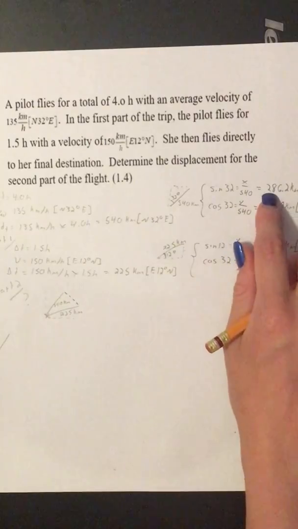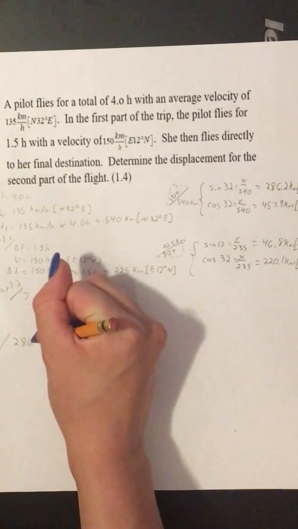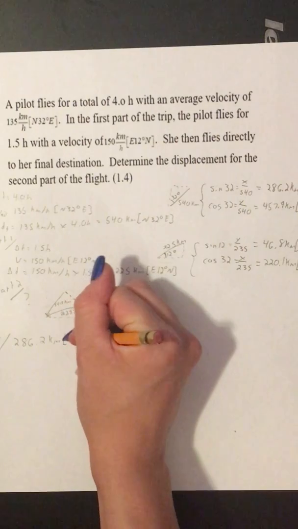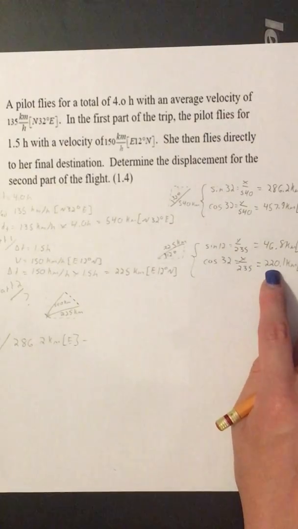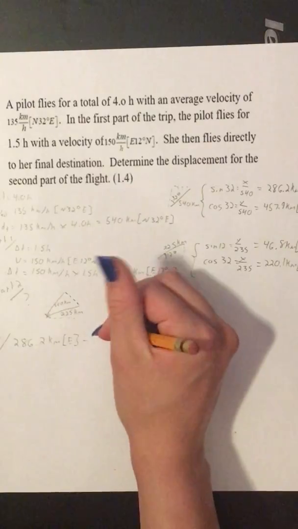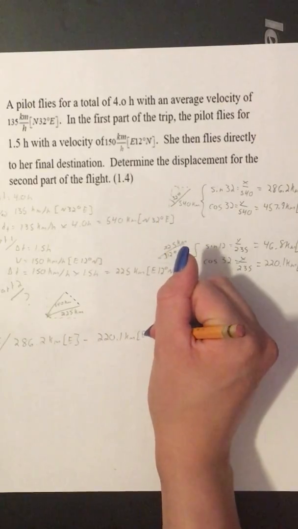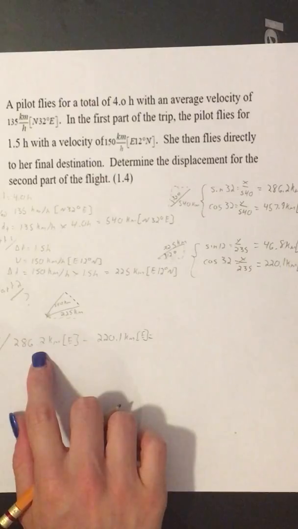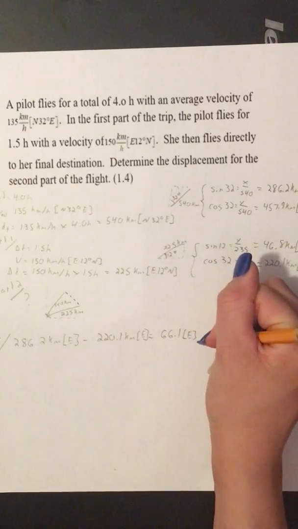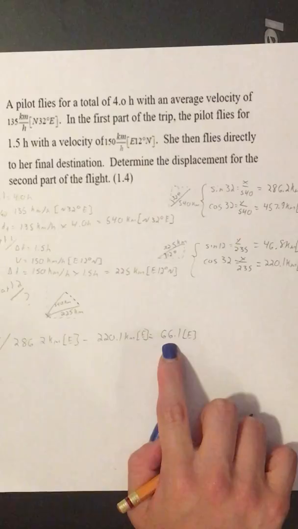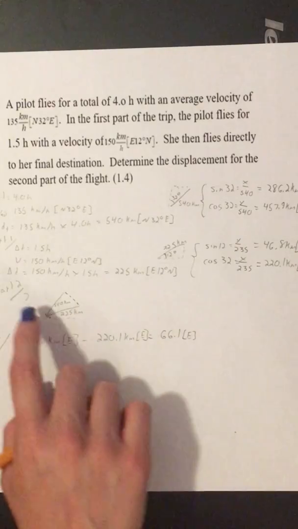Okay, so we will take 286.2 kilometers going east, and we will minus out the first part to find the second part, which is 220.1. And now this one minus this one is equal to 66.1 going east. So we have our first variable for the x component of our triangle for the second part.